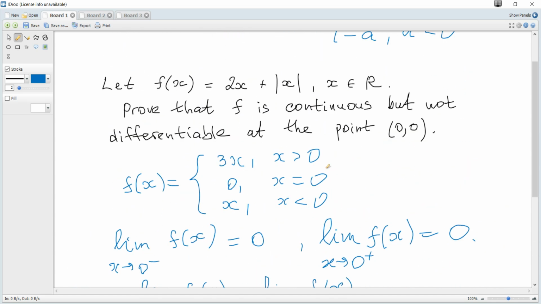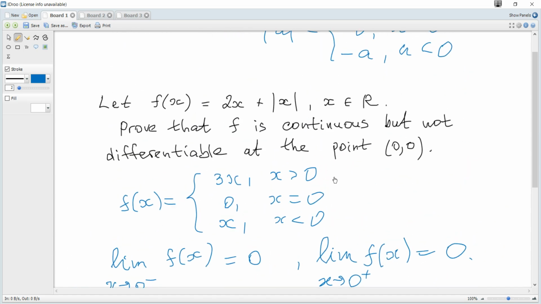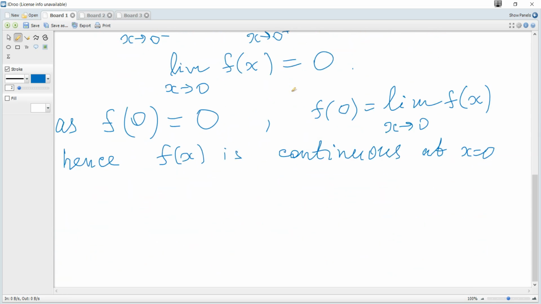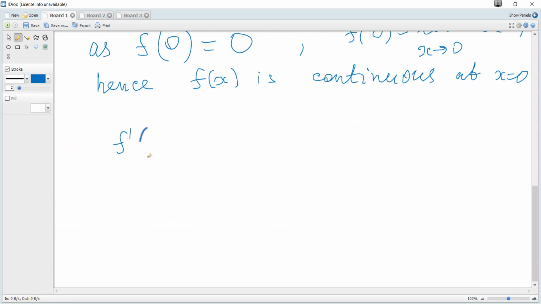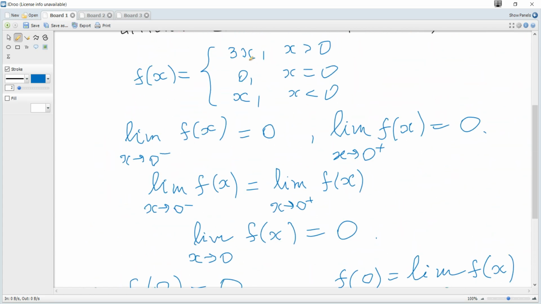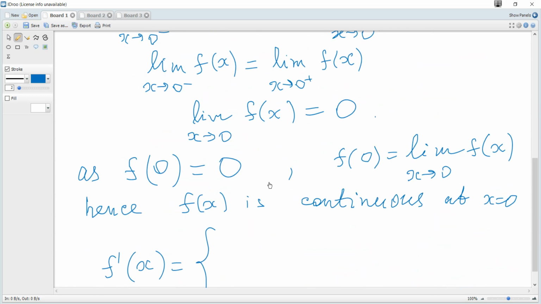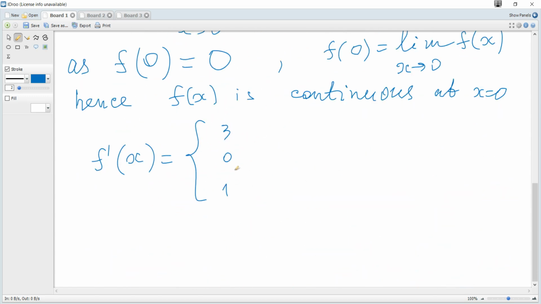And to show that the function is not differentiable, we should consider the derivative. Let's find the derivative. It's quite easy. So 3x, its derivative is what? 3. And for 0 it is 0, and for x it is 1. So it becomes 3, 0, 1.